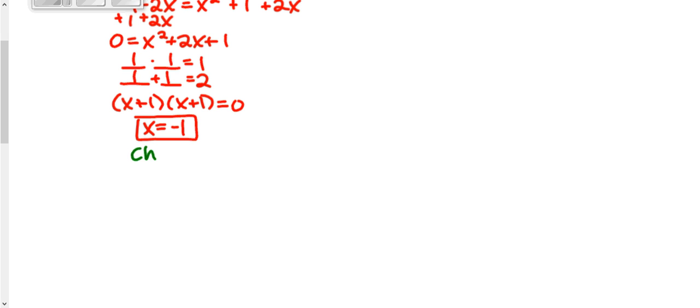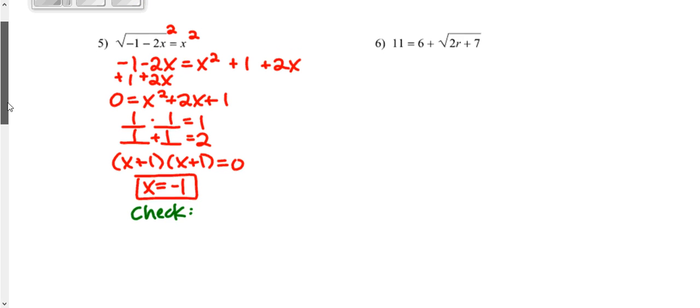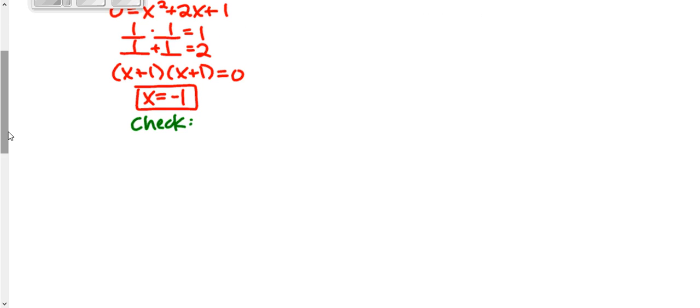But we do need to check our work. So going back up, negative 1 minus the square root of negative 1 minus 2 times negative 1 equals negative 1. So I just replaced the x's with negative 1's. Negative 2 times negative 1 is actually positive 2, so negative 1 plus 2 would be the square root of 1.